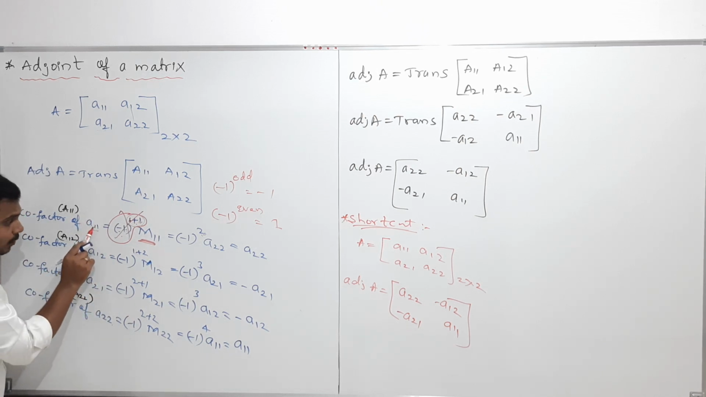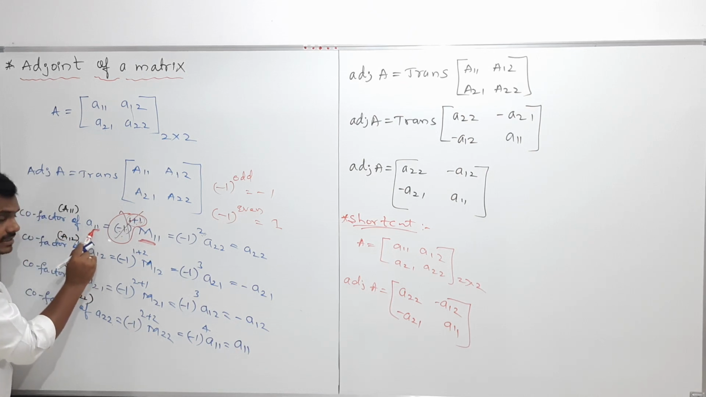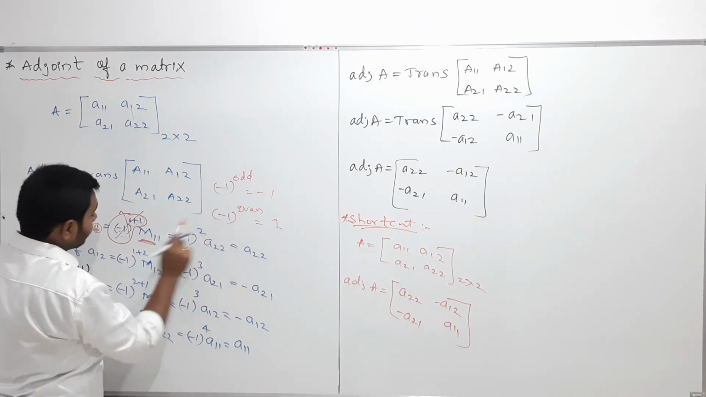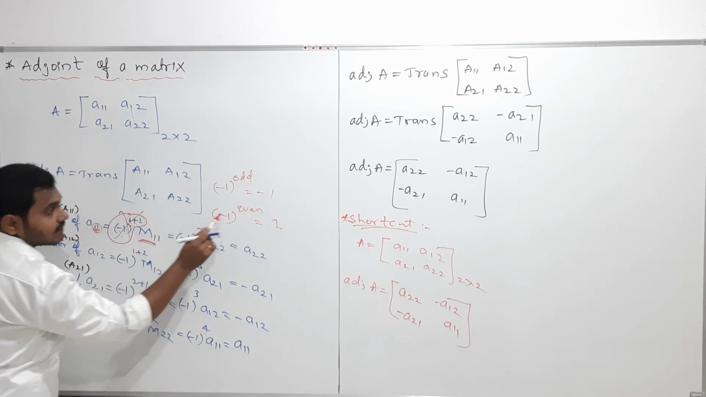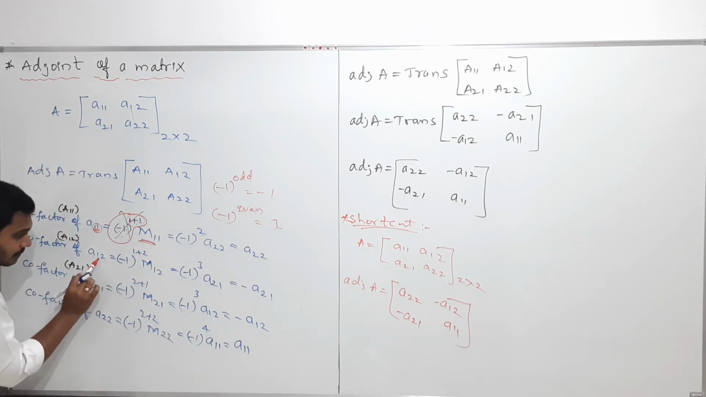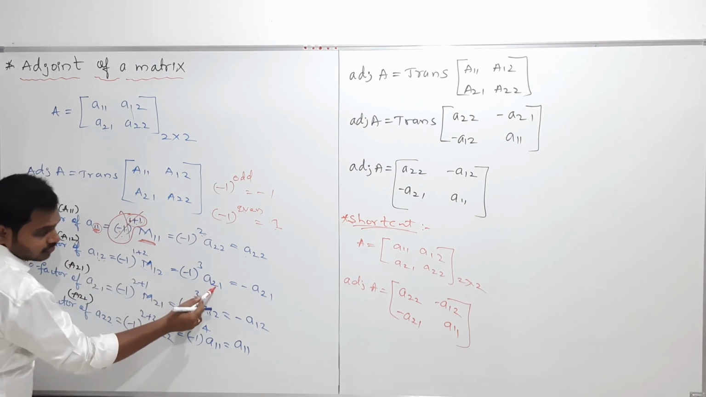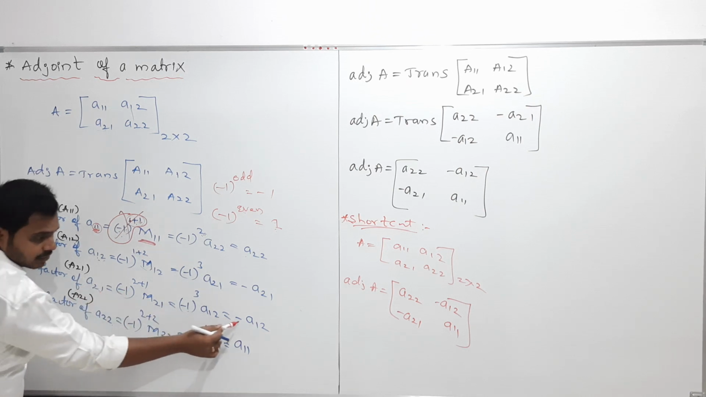What is the subscript I have? For the A11 element, it is 1 plus 1. If you add this subscript, 1 plus 1 is 2. If after adding the subscript you get an even number, that value is plus 1, positive, you should take. And for A12, 1 plus 2 is 3. 3 means it is odd. If it is odd, you should take the negative of the minor. So A21 means here it is 3, again you will get the minus sign.